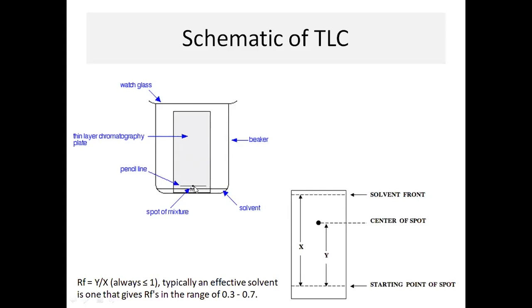There is a spot on the plate here. And then of course assume that this chamber is all saturated with the solvent vapors, and then the mobile phase will run over the stationary phase. It will carry the sample spot. The different components in the sample will get separated, like X and Y, which are shown here.